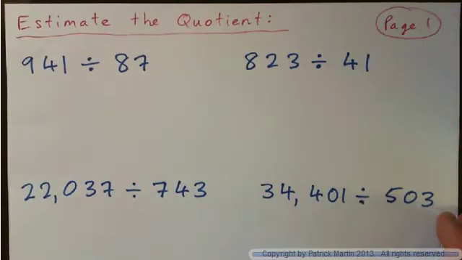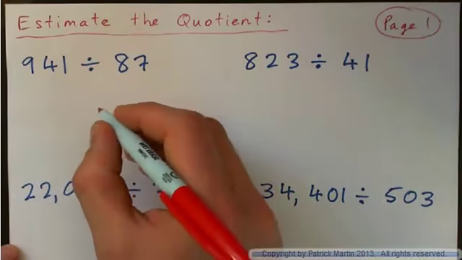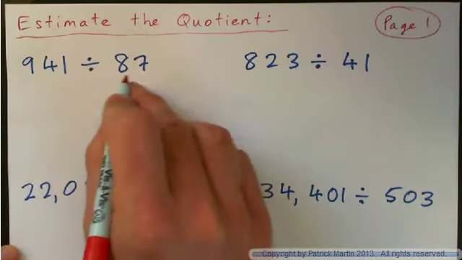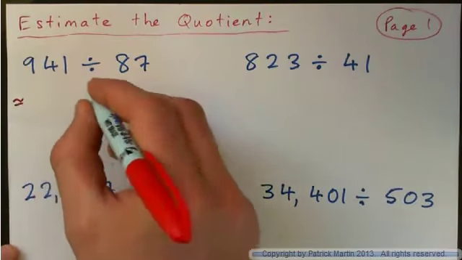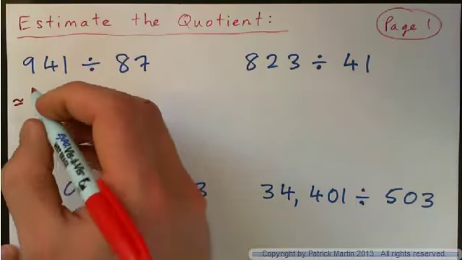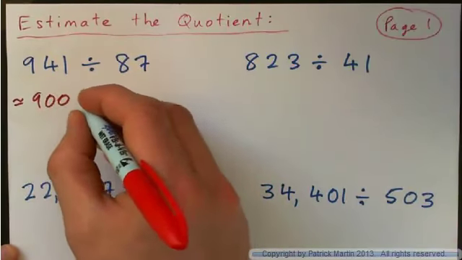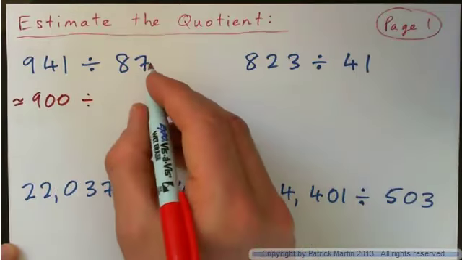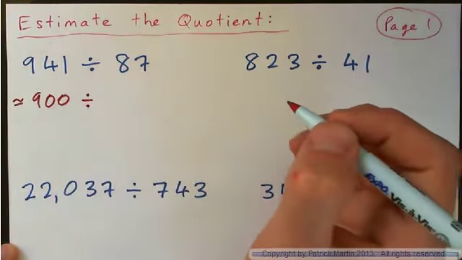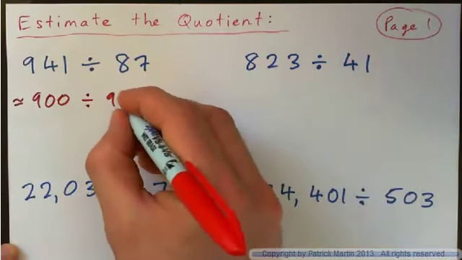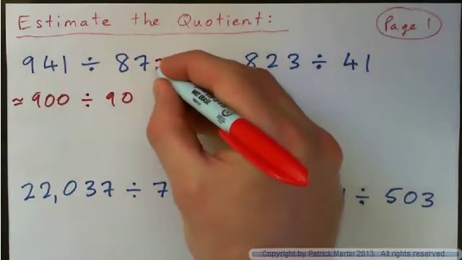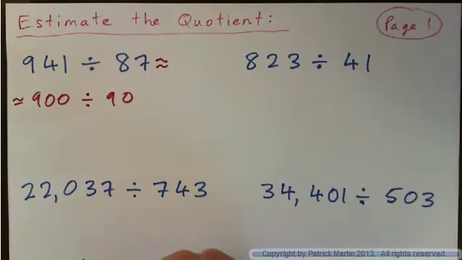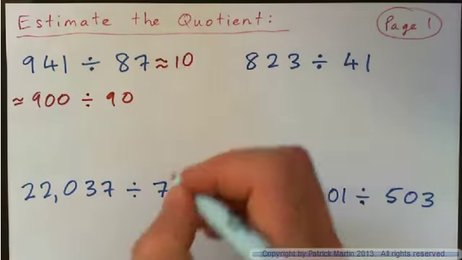Well, one thing we could try is to round these to the nearest whatever. I mean, this is 100, right? So you could round that to 900, to the nearest 100. And round 87 to the nearest 10. What do you get? 90, right? So what's 900 divided by 90? 900 divided by 90 is approximately 10, right?